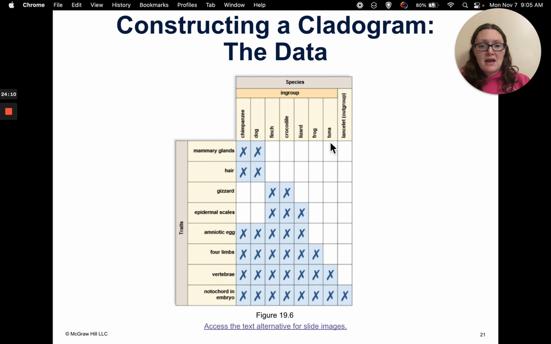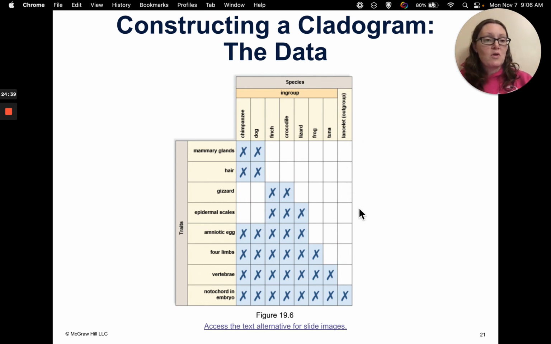So here we can kind of see we've got our species in group and we've got the traits. We know that a chimpanzee has mammary glands, has hair, has an amniotic egg, forelimbs, vertebrae, and notochord and embryo. It does not have scales, it does not have a gizzard, so we didn't check those. And then we can kind of keep going. The only one that has all of this is the, what does that say? The lancelet, which is an outgroup.